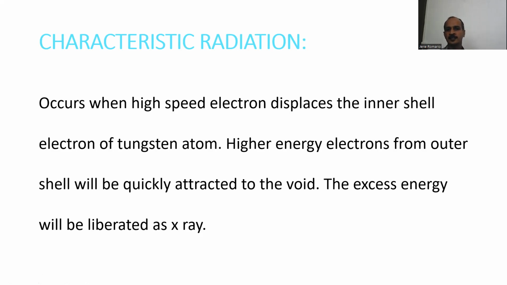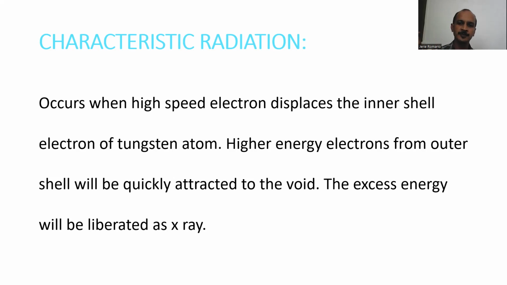Another one is characteristic radiation. It occurs when a high-speed electron displaces an inner shell electron of the tungsten atom. Higher energy electrons from the outer shell will be quickly attracted to the void. The excess energy will be liberated as X-ray. Why is it called characteristic? Because each element has its own character.